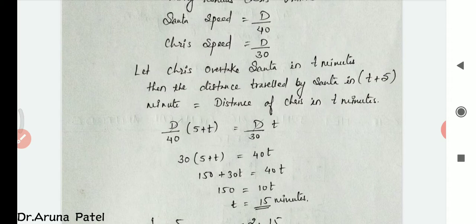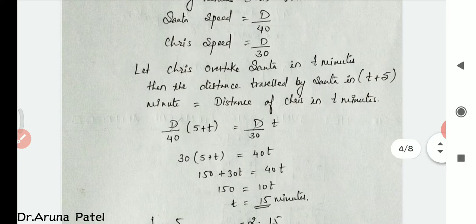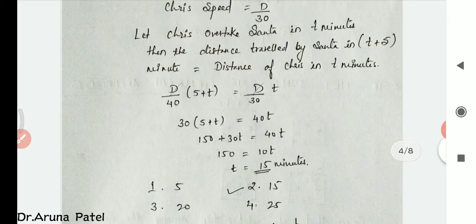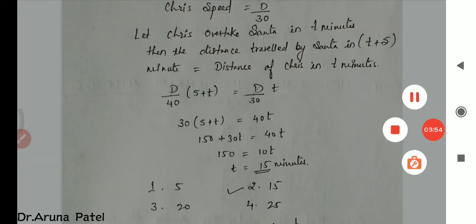d by 40 into (5 plus t) is equal to d by 30 into t. This is the speed into time relation we are using for equating distance. On simplifying, you get t is equal to 15 minutes, which is given in option number 2. So in 15 minutes he overtakes Santa. So this one is the correct answer for this question.